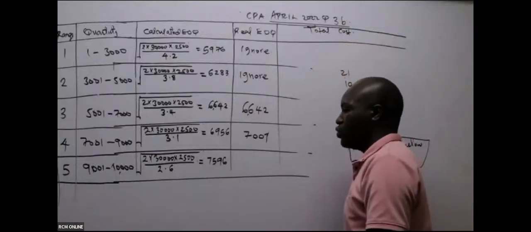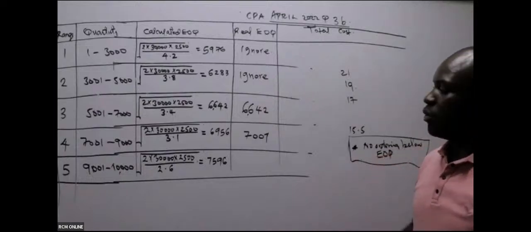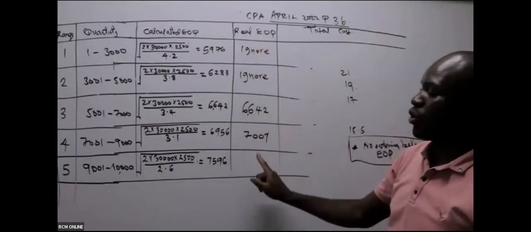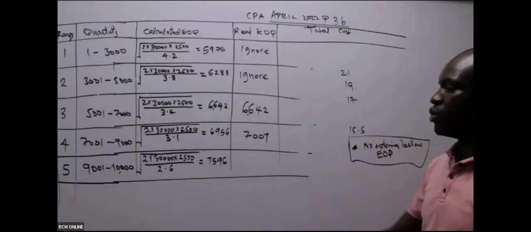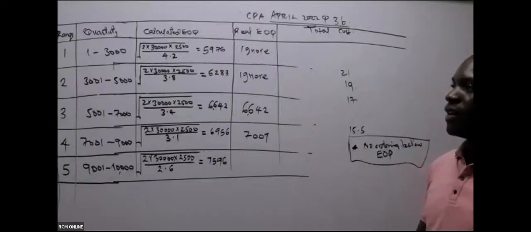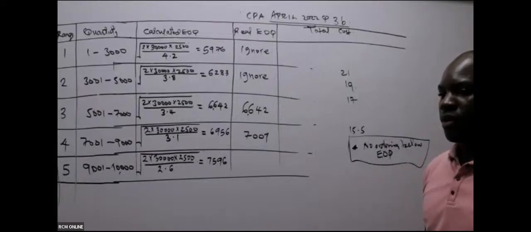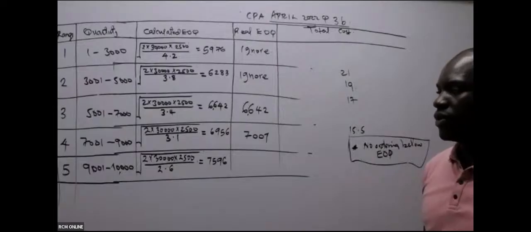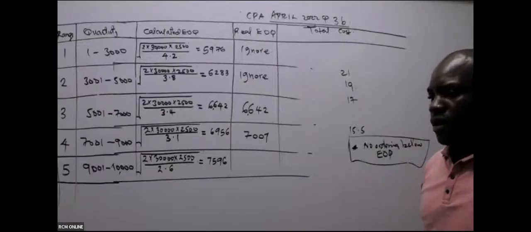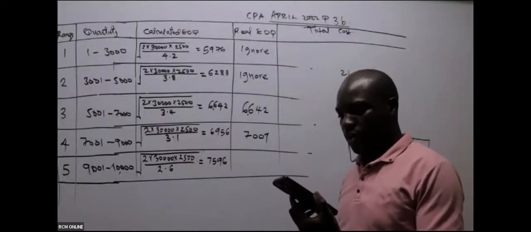And now I want you to advise me. What will I put here as the real economic order quantity? Please advise me. It is 7,009, not 7,001. Okay. Let's see what this person is telling us here.